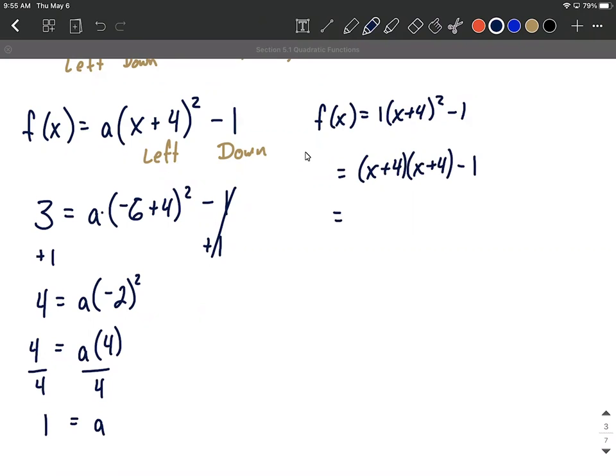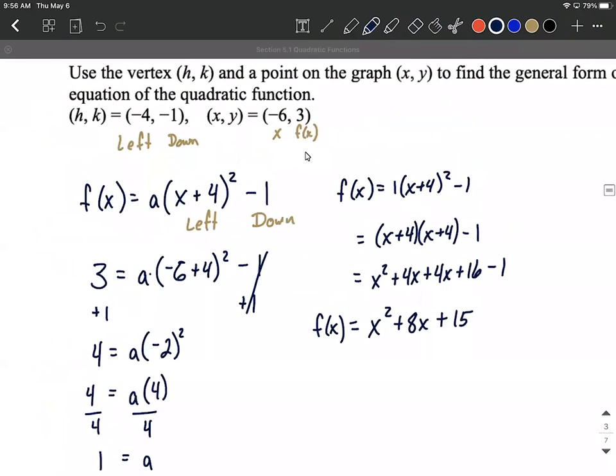So first, outer and last, or distributive property, says x squared plus 4x plus 4x plus 16 minus 1 comes down. From here, we just need to combine our like terms and we'll have our general form. So x squared plus 8x plus 15, name that one f of x, and that's the function that has these traits that were given to us from the very beginning.